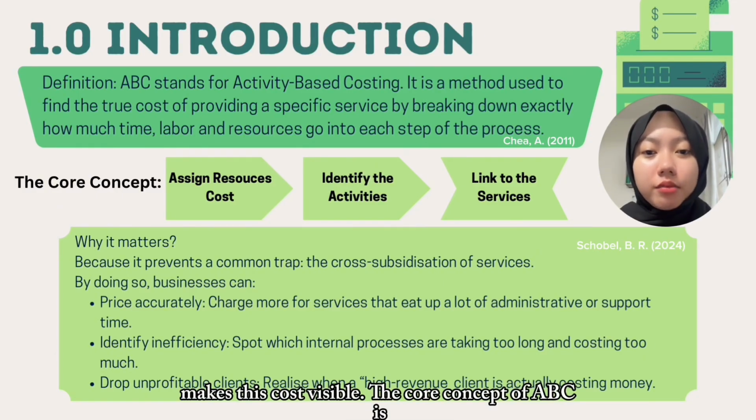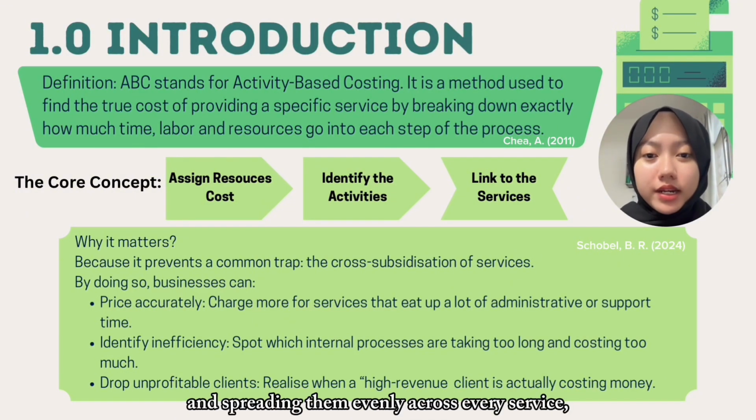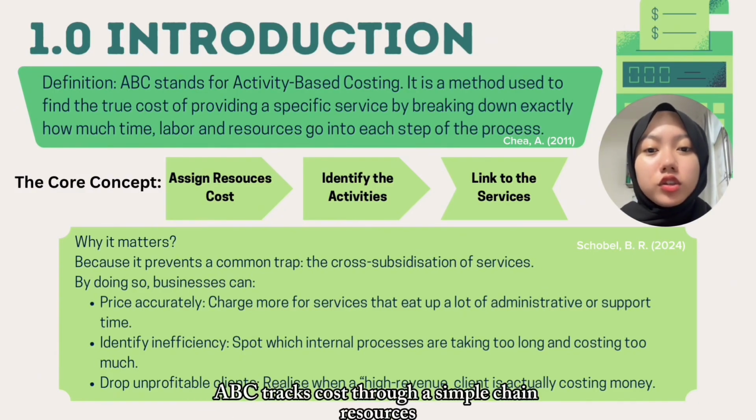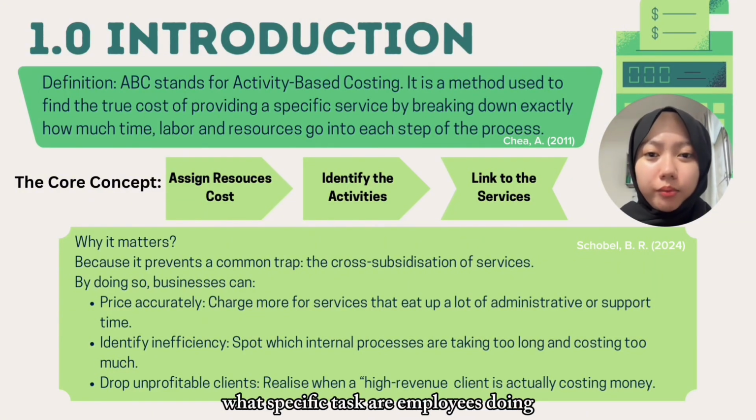The core concept of ABC is that instead of just taking all overhead costs like rent and utilities and spreading them evenly across every service, ABC tracks costs through a simple chain: resources, activities, and services. Firstly, identify the activity. What specific tasks are employees doing? For example, answering customer emails, processing a loan application, and onboarding a new client.